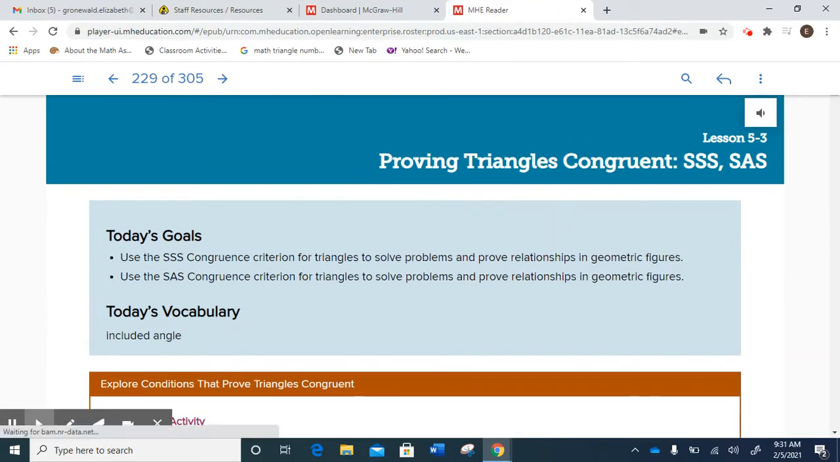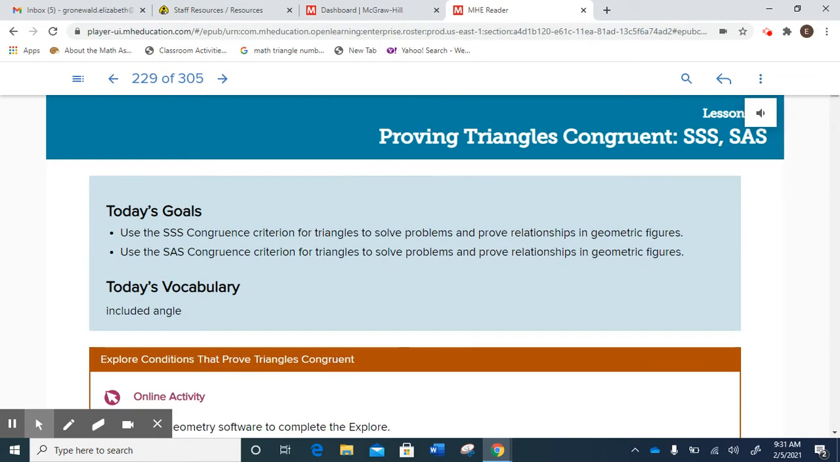So in this section 5.3, we're going to be proving congruent triangles using two criteria. In this corner up here, the S stands for side of a triangle and the A stands for angle of a triangle. So we're going to learn the side theorem and the side angle side theorem.